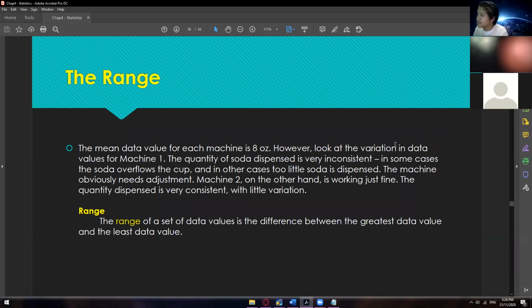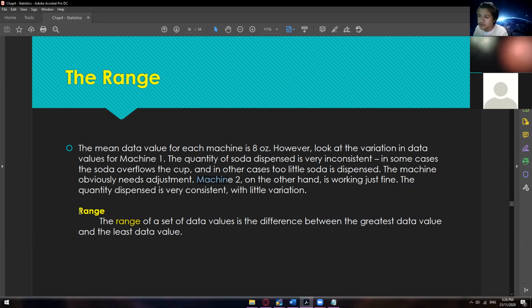However, look at the variation in data values for machine 1. The quantity of soda dispensed is very inconsistent. In some cases, the soda overflows the cup, and in other cases, too little soda is dispensed. The machine obviously needs adjustment. Machine 2, on the other hand, is working just fine. The quantity dispensed is very consistent with little variation.